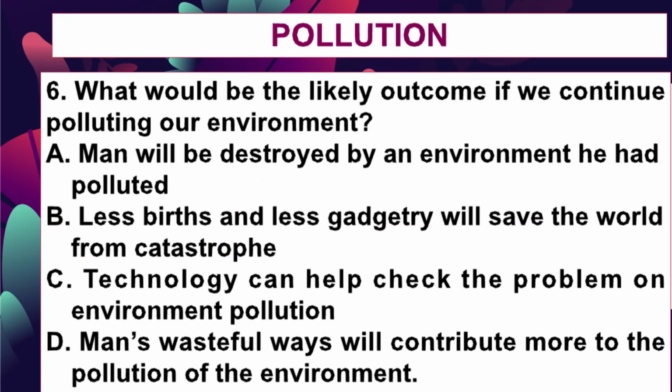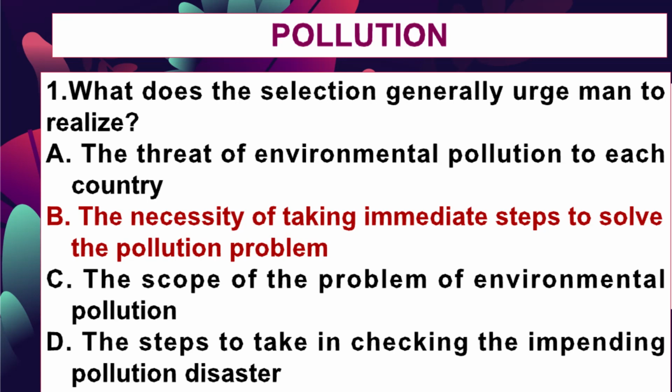What would be the likely outcome if we continue polluting our environment? Letter A. Man will be destroyed by an environment he had polluted. B. Fewer births and less gadgetry will save the world from catastrophe. C. Technology can help check the problem of environmental pollution. D. Man's wasteful ways will contribute more to the pollution of the environment. The answer is letter A. Man will be destroyed by an environment he had polluted.